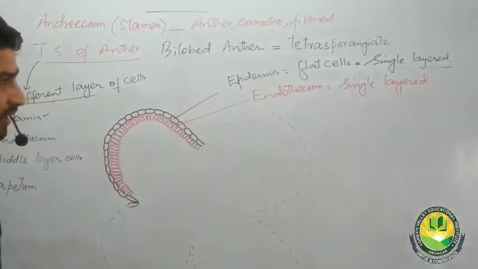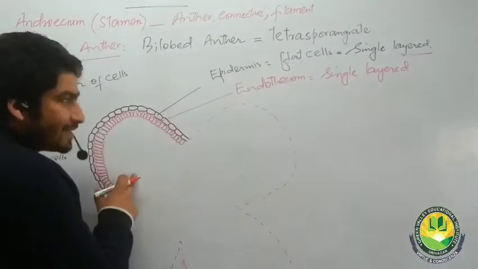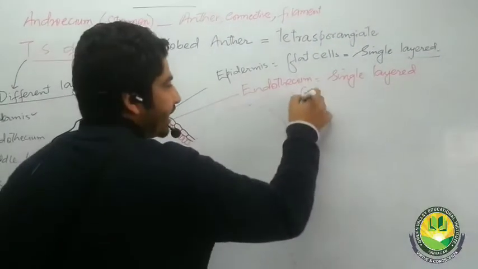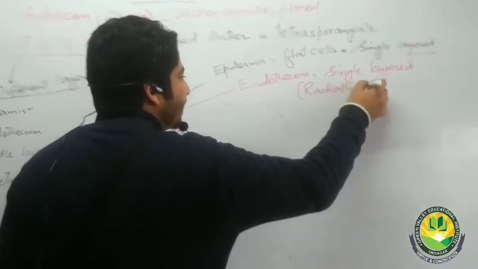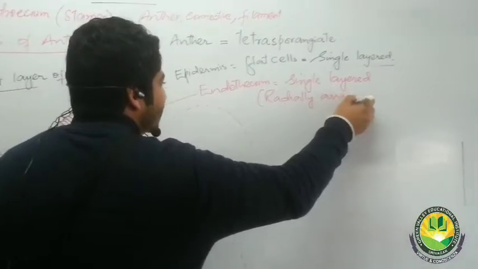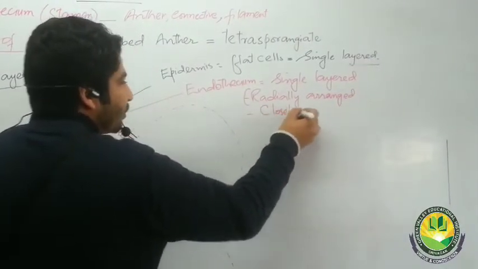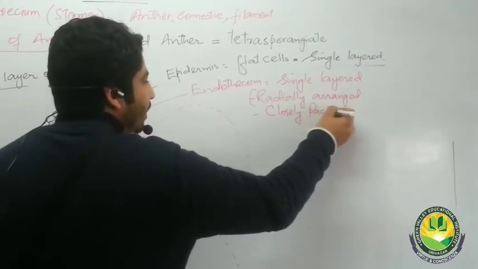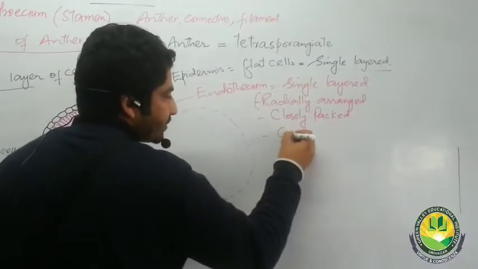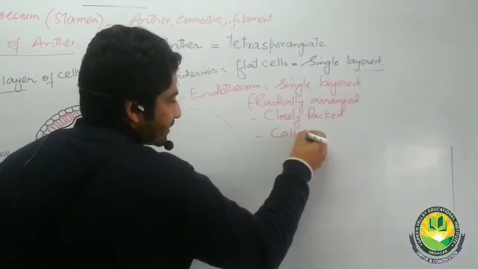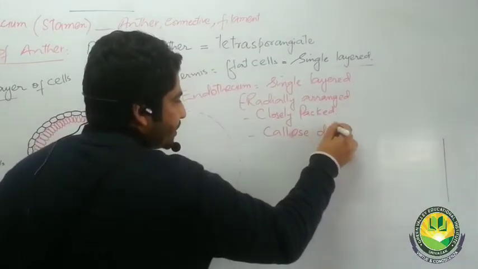Now, important thing: in the epidermis, we found that the cells are flat. Here the cells of the endothelium are radially arranged. One, they are radially arranged, and second, they are closely packed. Now, how are they closely packed? Because of the presence of the cannulos. They have the cannulos deposition.